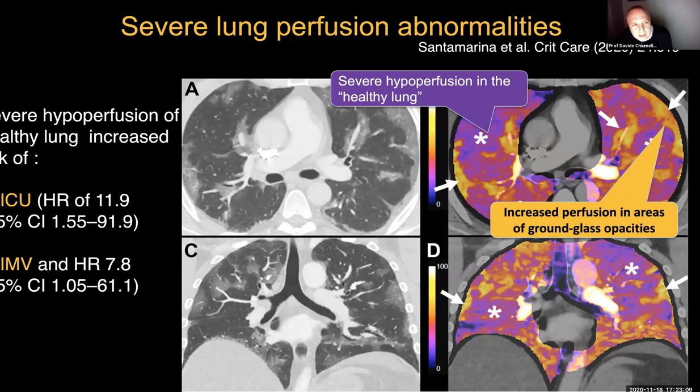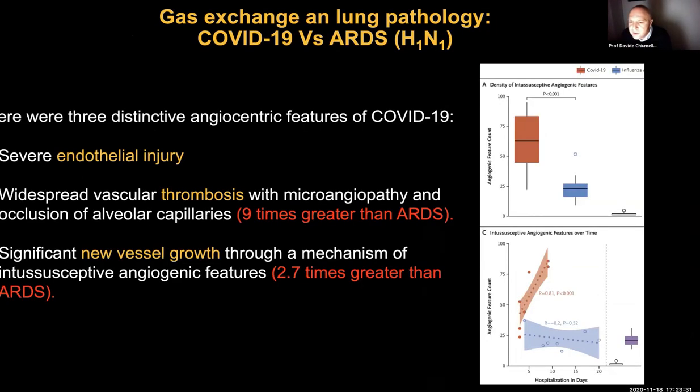And you can see here that the severe hypoperfusion of the healthy lung is associated with a hazard ratio which is almost 12 times greater in terms of ICU admission, and in terms also of mechanical ventilation with a hazard ratio of almost 8. So that's quite an important characteristic. And this is also translated into the more microscopic, so histological characteristics of these lungs.